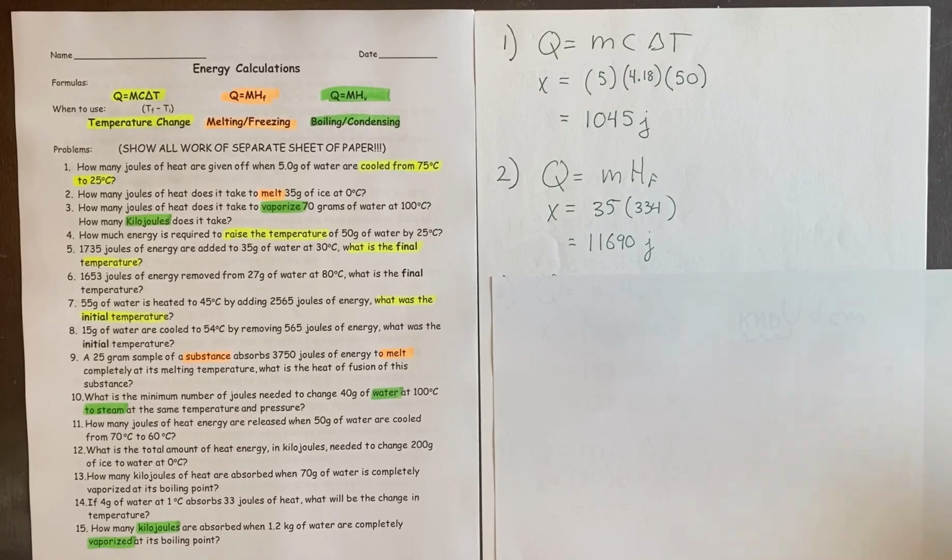Same idea. Vaporization always happens at 100 under normal circumstances, and these are always going to be normal. And so the formula I'm going to use is Q equals MHV because it's vaporization.